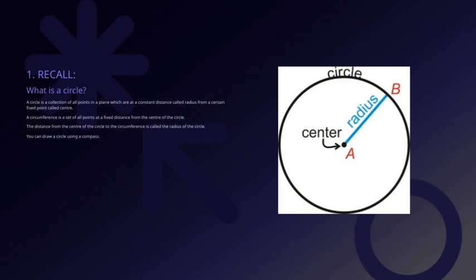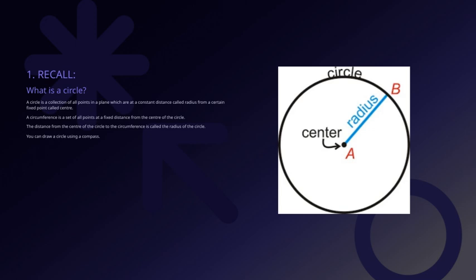You can draw a circle using a compass, which is a handy tool for creating perfect circles. Now, the distance from the center of the circle to its edge, or circumference, is called the radius. Think of it as a line that stretches from the middle of the circle out to its boundary. The circumference itself is the set of all points that are at a fixed distance from the center, forming the boundary line of the circle.